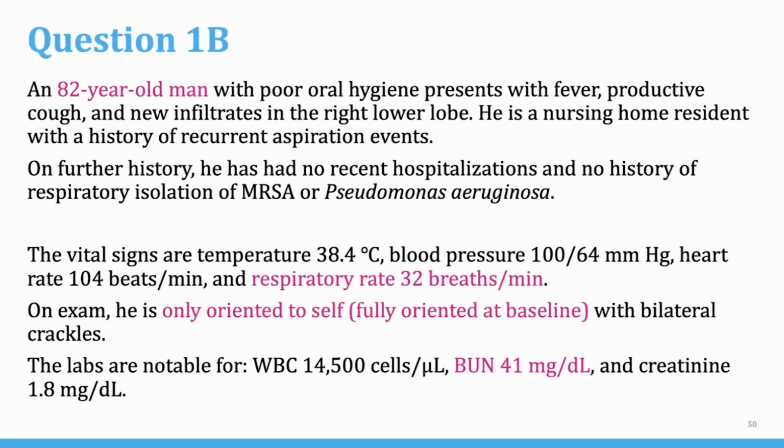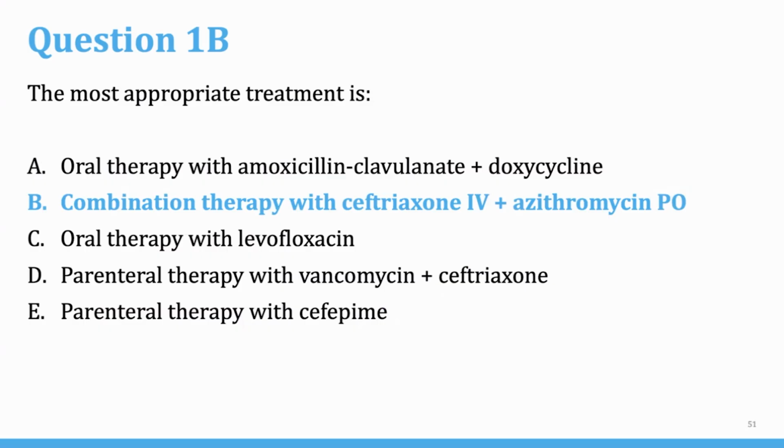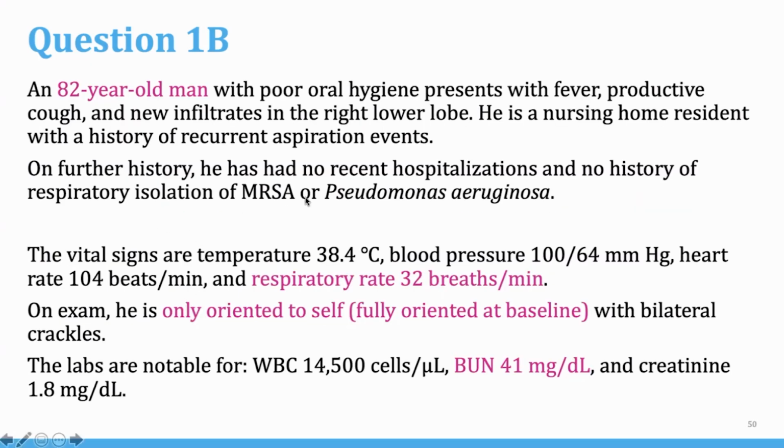So to go back to the question, the stem gives you several variables to suggest that this is severe CAP. The patient's age, his respiratory rate over 32, the fact that he's only oriented to self, and that his BUN is elevated. With that in mind, the correct answer would be to pursue a therapy with beta-lactam and macrolide. It would be premature to use oral therapy in this case, given the severity of the illness. And you don't need to do parenteral therapy with MRSA or Pseudomonas coverage because the patient does not have any history of MRSA or Pseudomonas isolation.